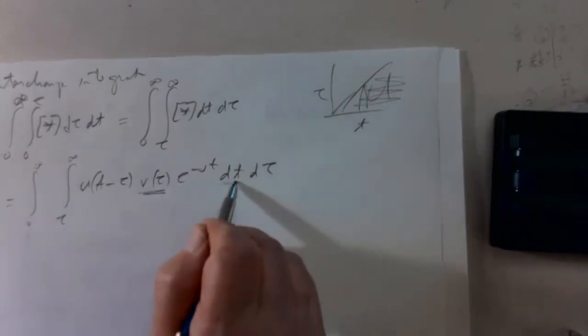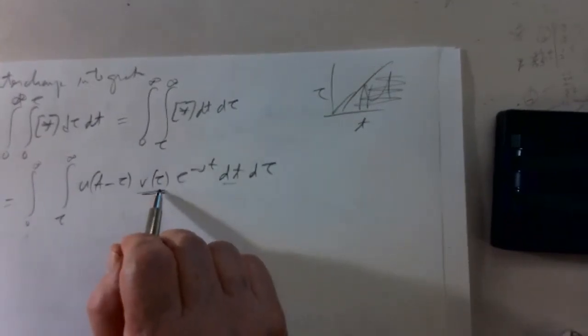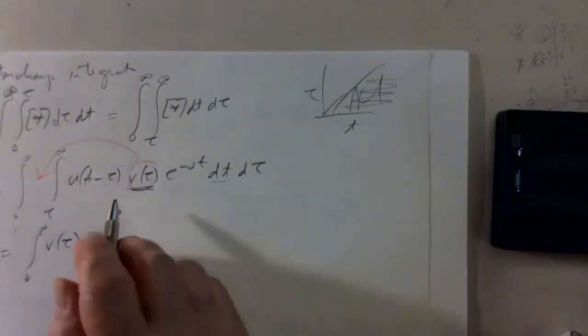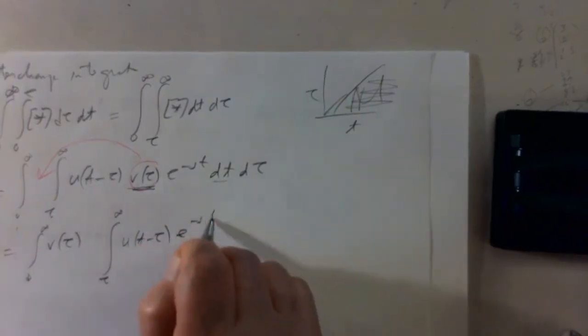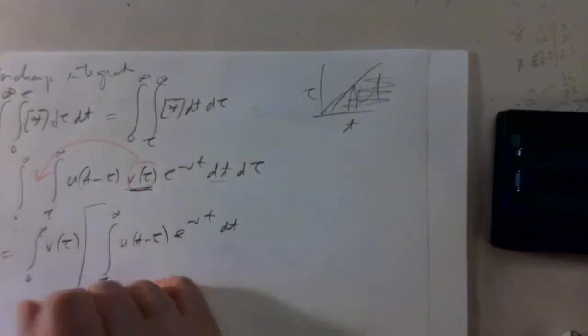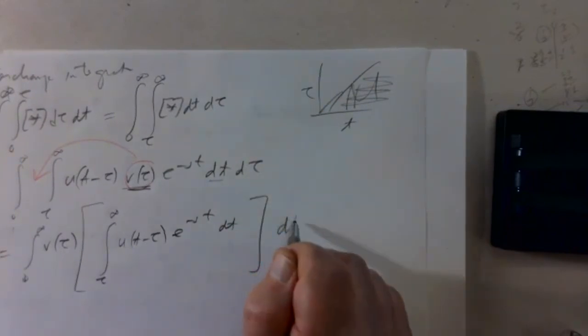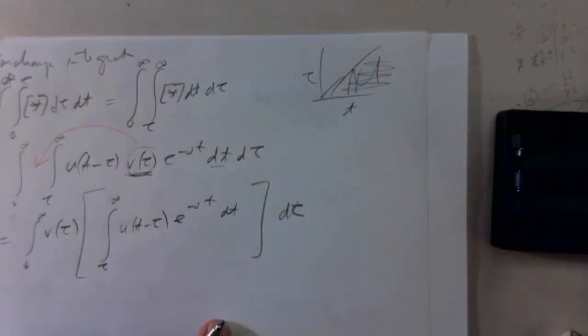Right, so I'm integrating with respect to t. This doesn't depend on t, this just depends on tau. So this is the integral from 0 to infinity. I can take this outside, v of tau, the integral from tau to infinity, u of t minus tau, e to the minus st dt, d tau.